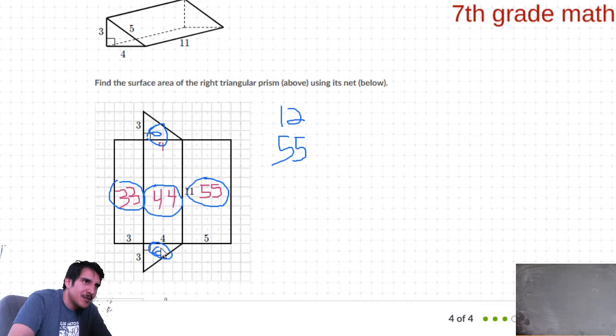So the 6 plus 6 is 12 plus 55. And then 33 plus 44, I know that's 77, so we can just shorten the problem up. Okay. So if I add these 3 numbers together, that means I've added up all these sides, okay?